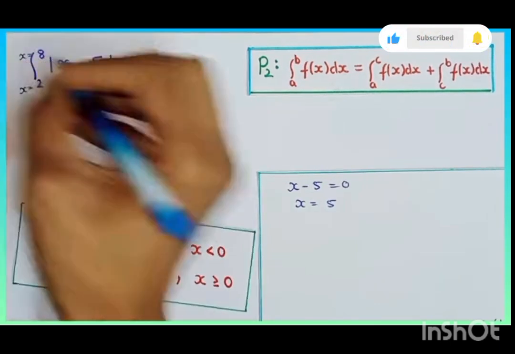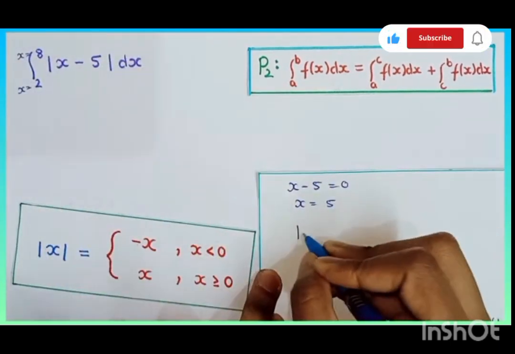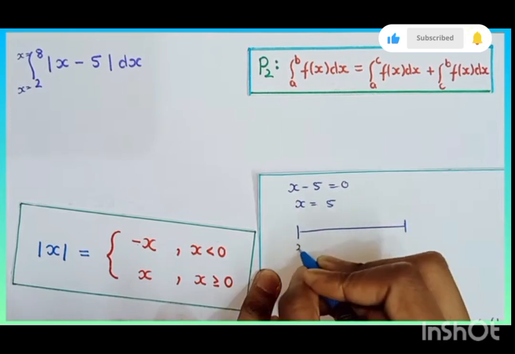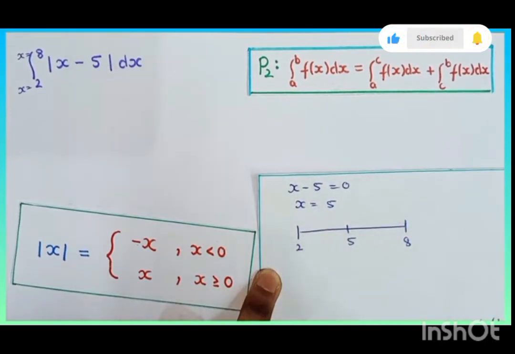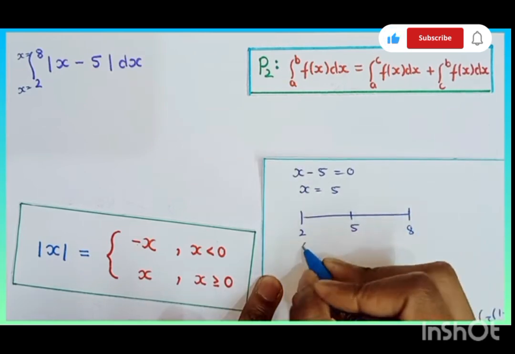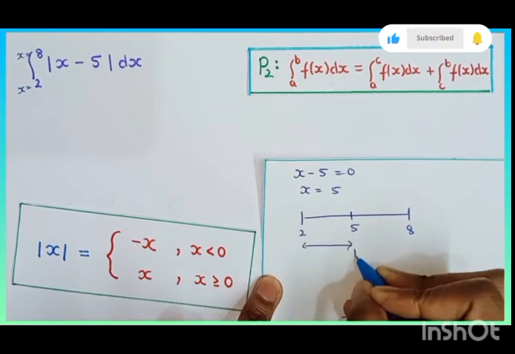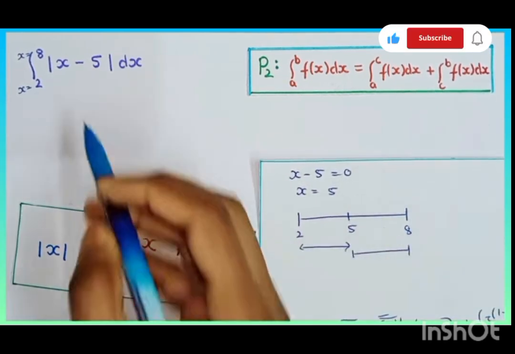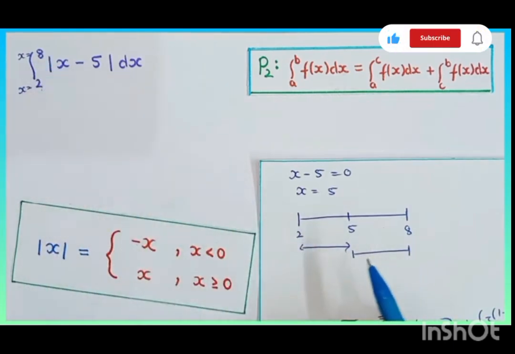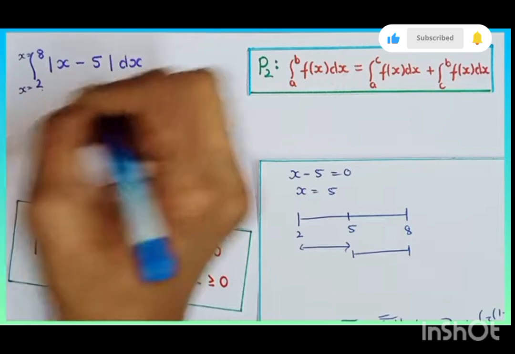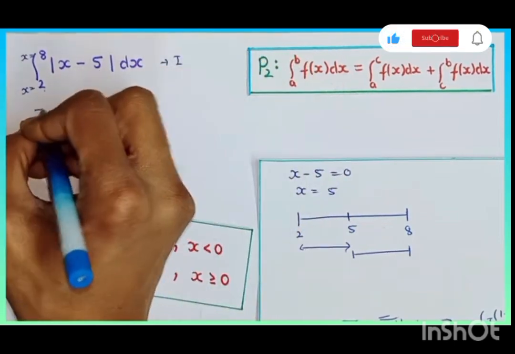Right? So, should I create this I here? Our x is 2 to 8, and our 5 is somewhere in the middle. So, we have two intervals. One is our 2 to 5 interval, and the other is our 5 to 8 interval. So, we'll break this 2 to 8 interval into two intervals. So, let's take I from here, and what will our new I be?